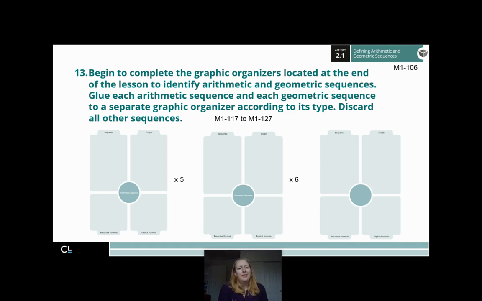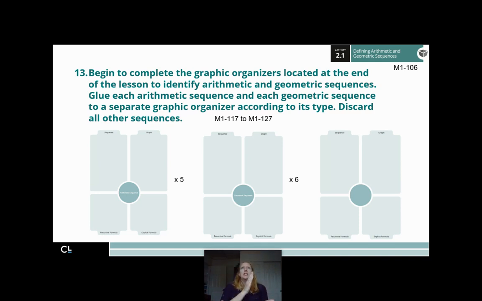Hello, Integrated Math 1. We're doing the second day of Module 1, Topic 2, Lesson 2. We're picking up where we left off last time. Last time we left off where you had all of those lovely little sequences and you had learned about arithmetic sequences and geometric sequences, and you'd sorted out your sequence cards that we cut out last class.